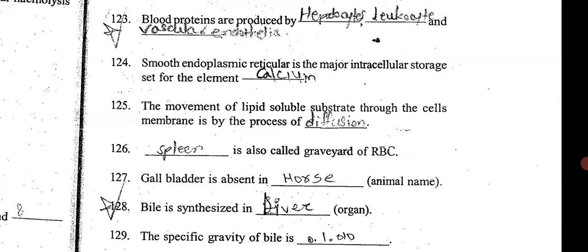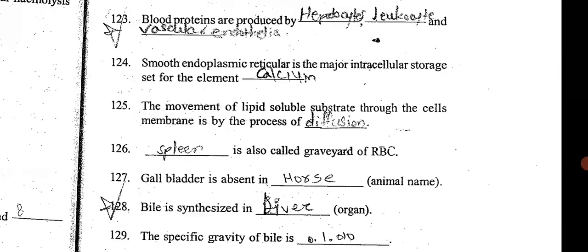Spleen is called the graveyard of red blood cells. Gallbladder is absent in horse. Horses do not have a gallbladder, and the gallbladder is the storage site for bile. Bile is synthesized in the liver and is stored in the gallbladder in animals that have one.